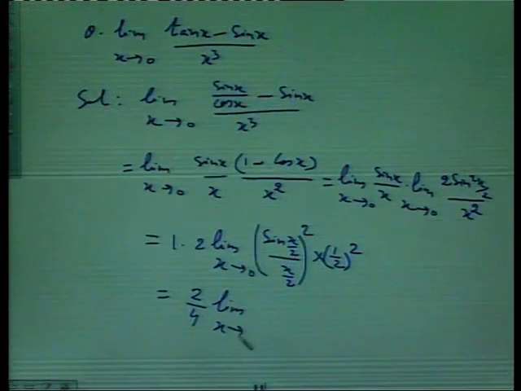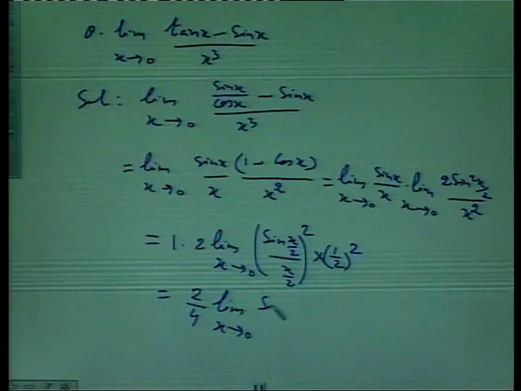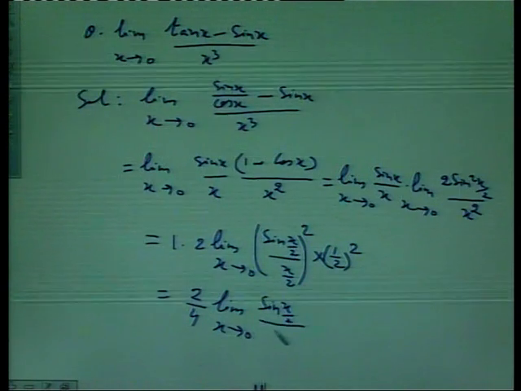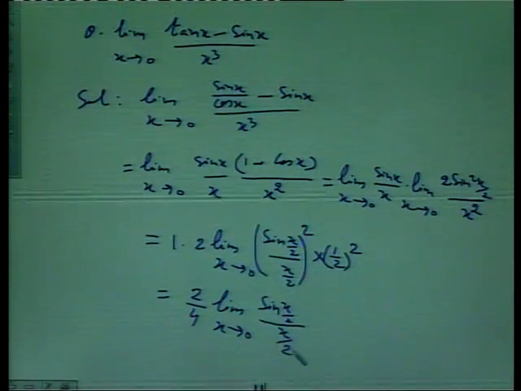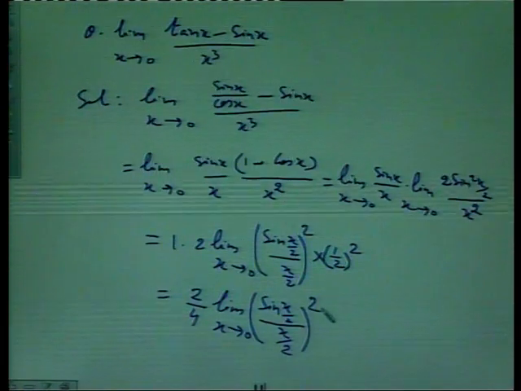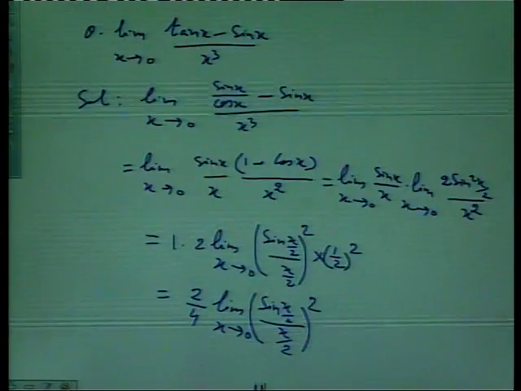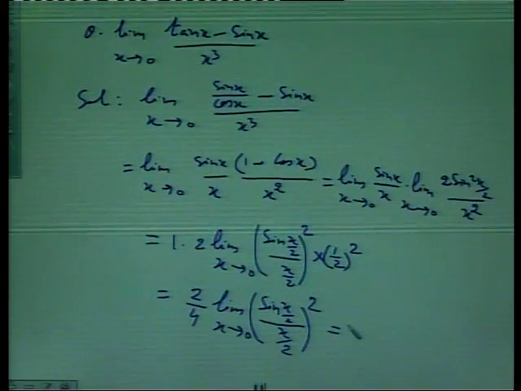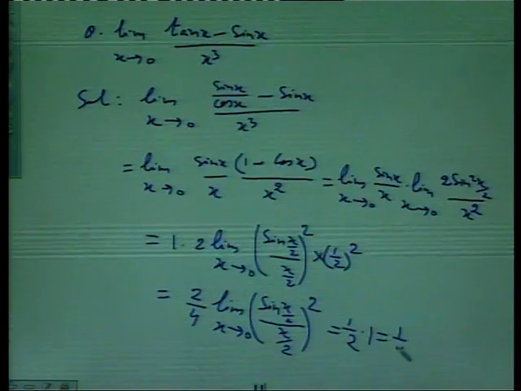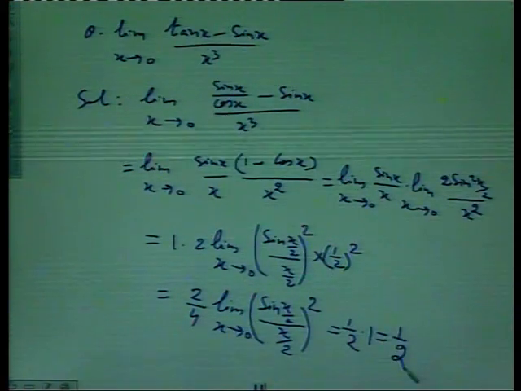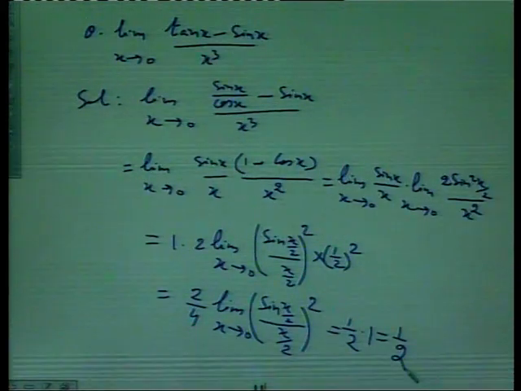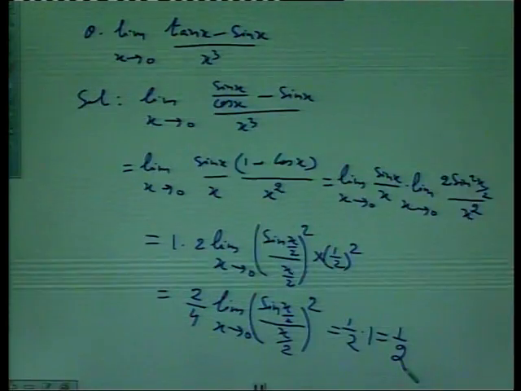Limit x tends to 0, sin x upon 2 whole upon x upon 2, the square, it becomes equal to 1 upon 2 into 1. So the limit will be 1 upon 2. Again, the question was very simple.